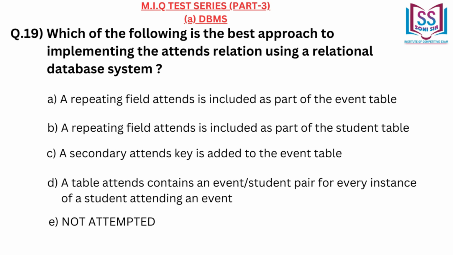A. A repeating field attends is included as part of the event table. B. A repeating field attends is included as part of the student table. C. A secondary attends key is added to the event table. D. A table attends contains an event student pair for every instance of a student attending an event.